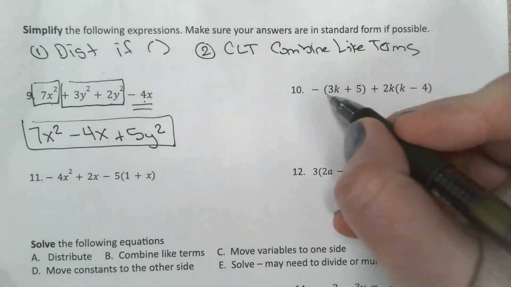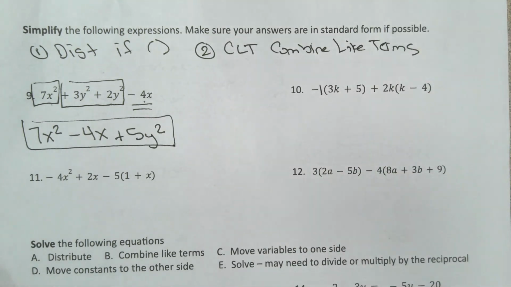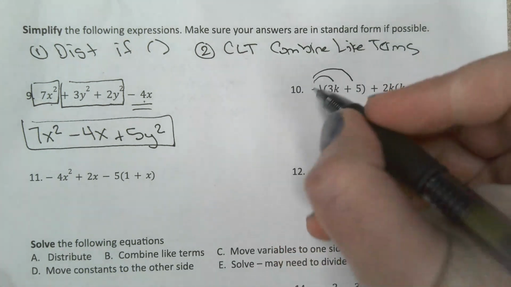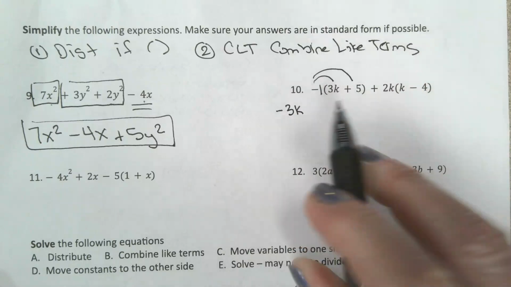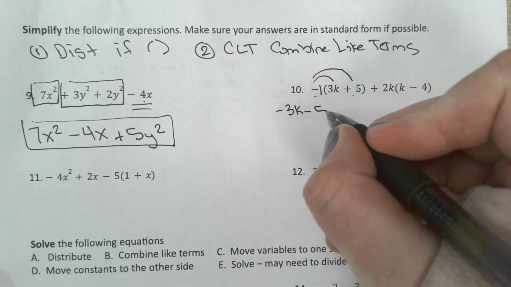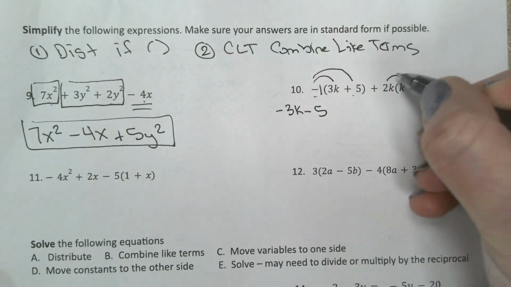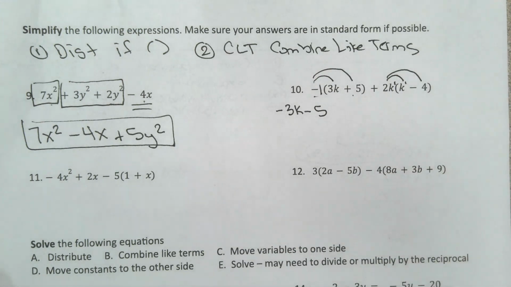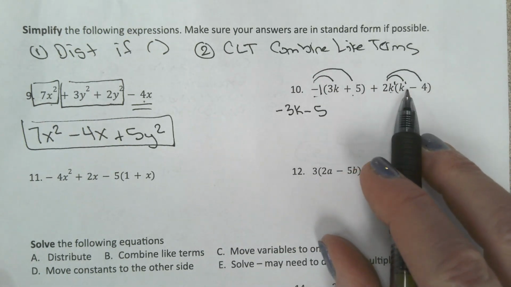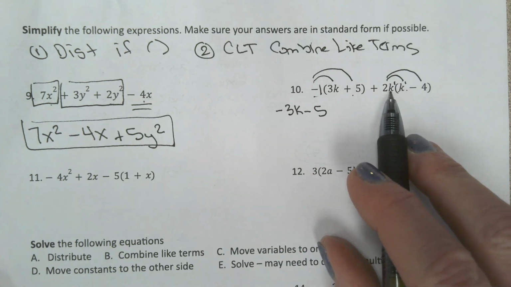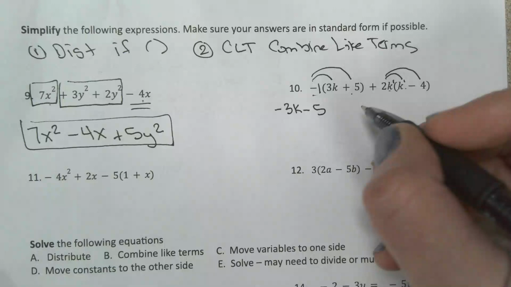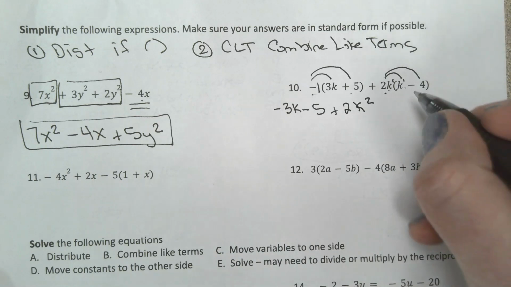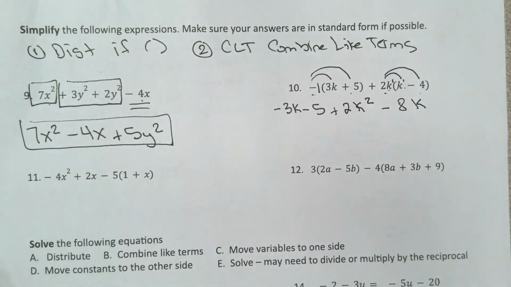Number 10, a negative is the same thing as having a coefficient of -1 in front of it. So I have to distribute that. Negative times 3k is negative 3k. Negative times 5 is negative 5. All right, now I have to distribute something with a variable. You have to recall that when you multiply variables, you add exponents. If there's no exponents, there is an implied 1. So this is going to be 2k squared. And then 2k times negative 4 is negative 8k.